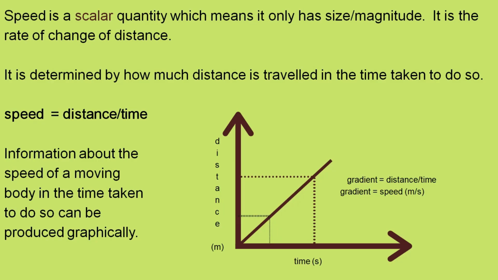Speed is a scalar quantity, which means it only has size or magnitude. It is the rate of change of distance. It is determined by how much distance is traveled in the time taken to do so. Speed is equal to distance over time. Information about the speed of a moving body can be produced graphically by a graph of distance against time. The gradient of the graph will give you the quantity of speed, meters per second.